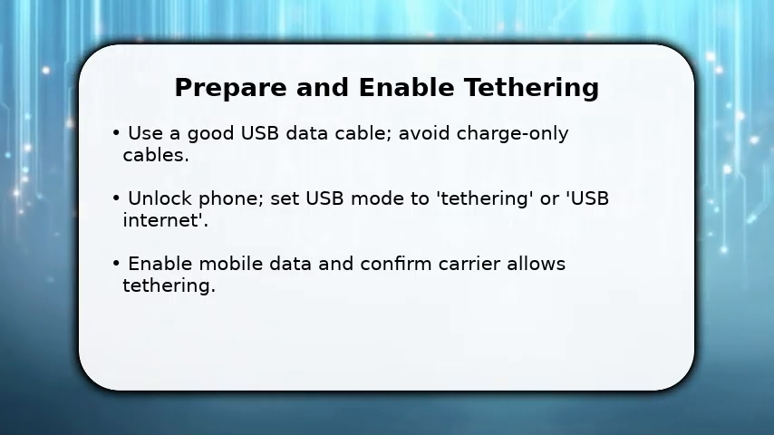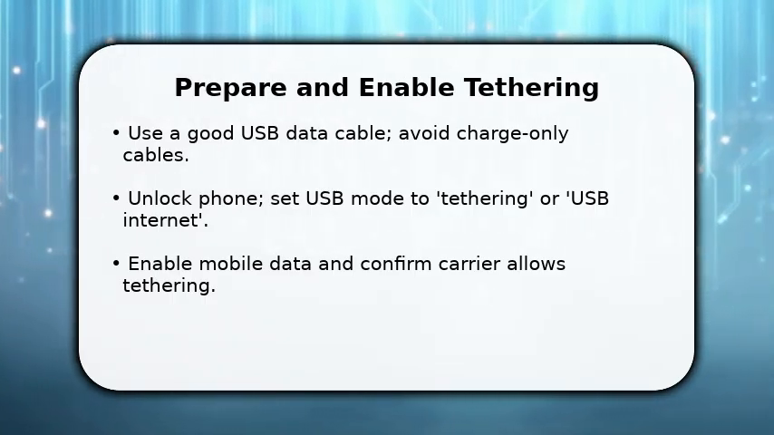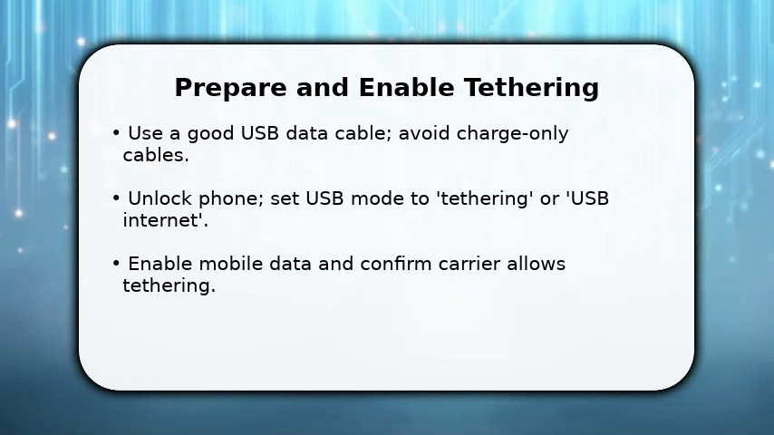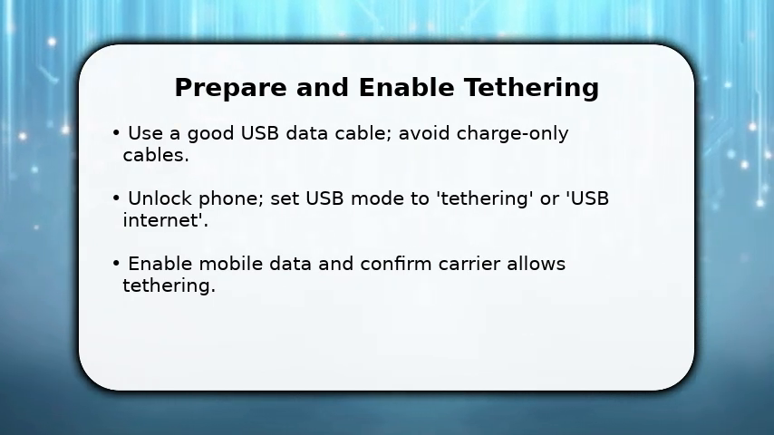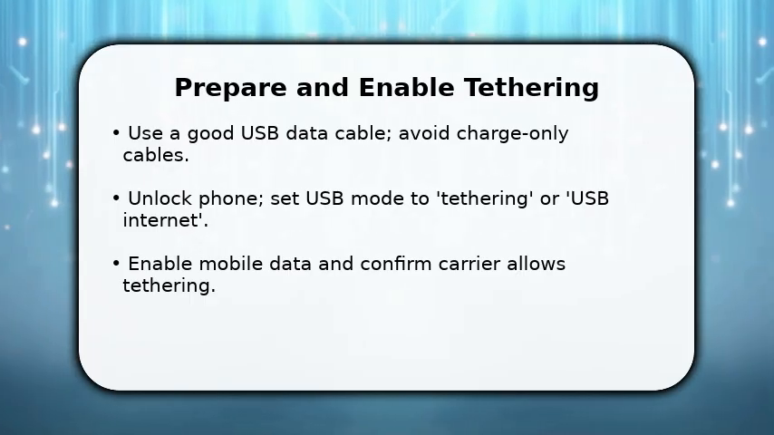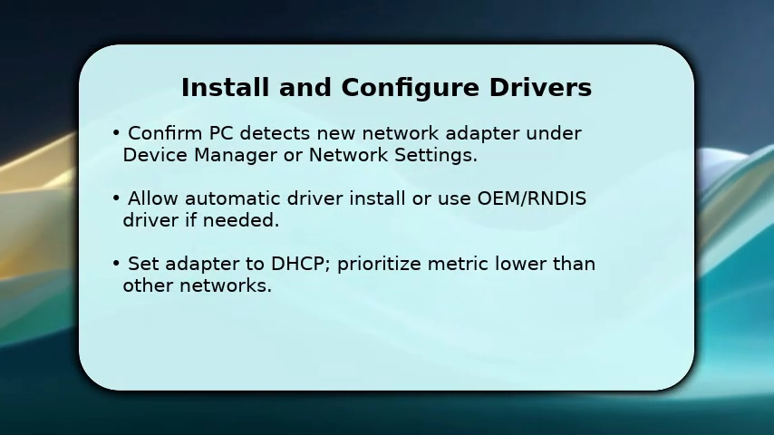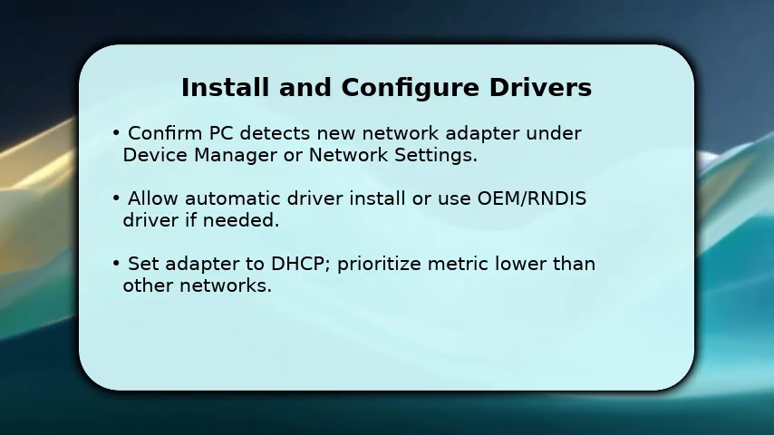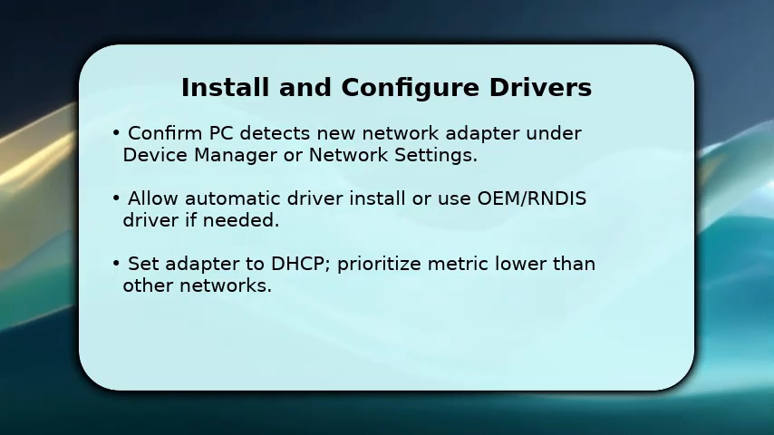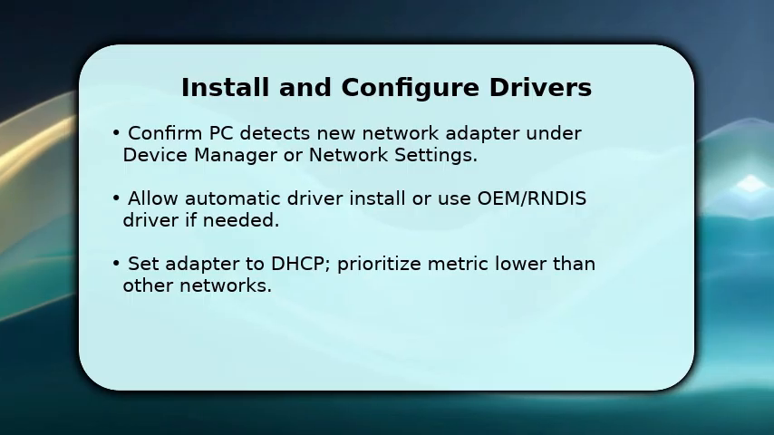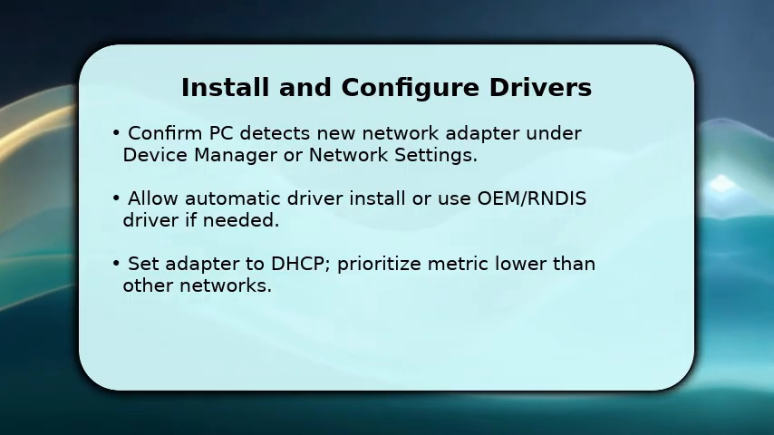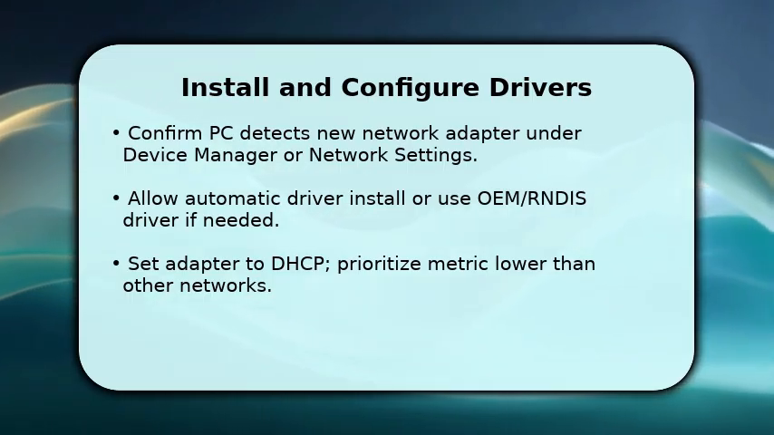Once done, the phone exposes a USB network interface to the computer, so the machine can request internet through your mobile connection. Now get the computer to recognize the phone as a network adapter. On Windows, check Device Manager and let it install drivers automatically. If automatic fails, download the OEM Ethernet driver or use Windows Update.